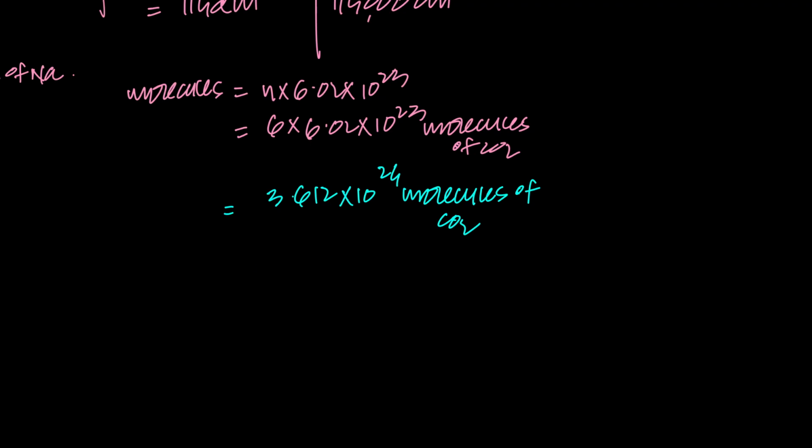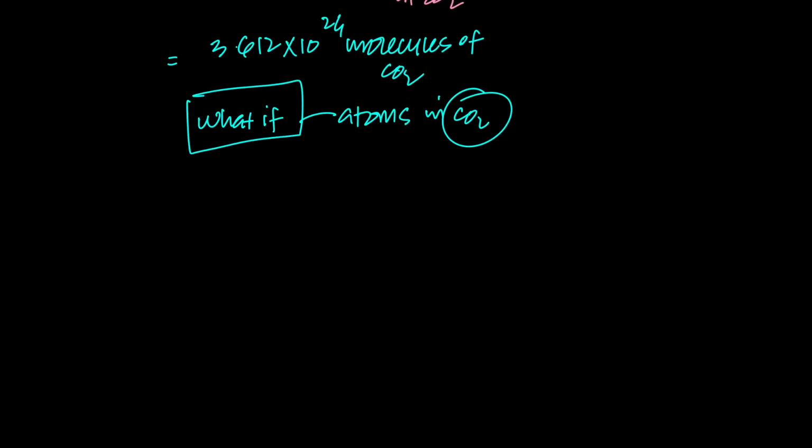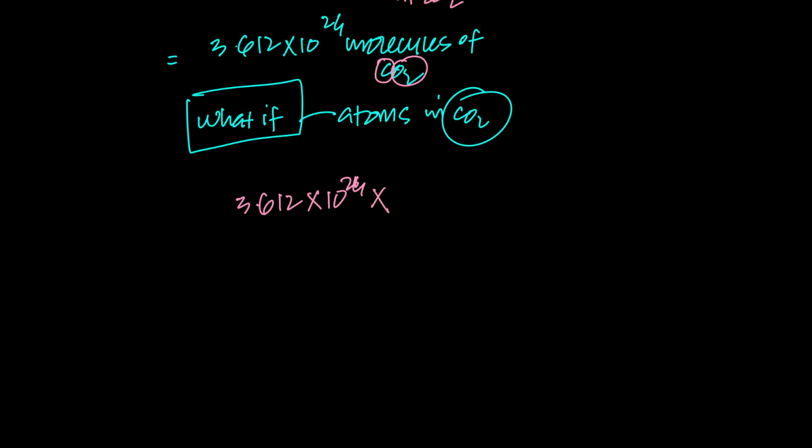What if I say calculate the number of atoms in carbon dioxide? Tell me one thing, you've calculated the molecules. How many atoms are there? You have one atom of C and two atoms of O. So if I want to calculate the number of atoms in these many molecules of carbon dioxide, what am I going to do? What should I multiply it with?